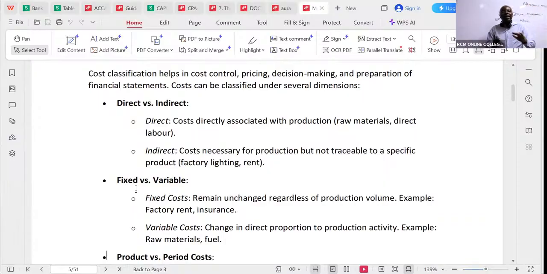They remain constant regardless of the number of units that are produced. And then you will end up giving us an example. Like what here, somebody? Rent. A good example is rent or salaries per month, etc.